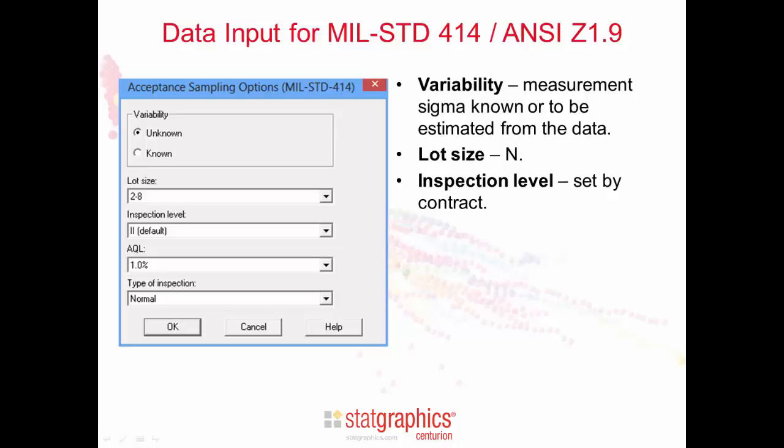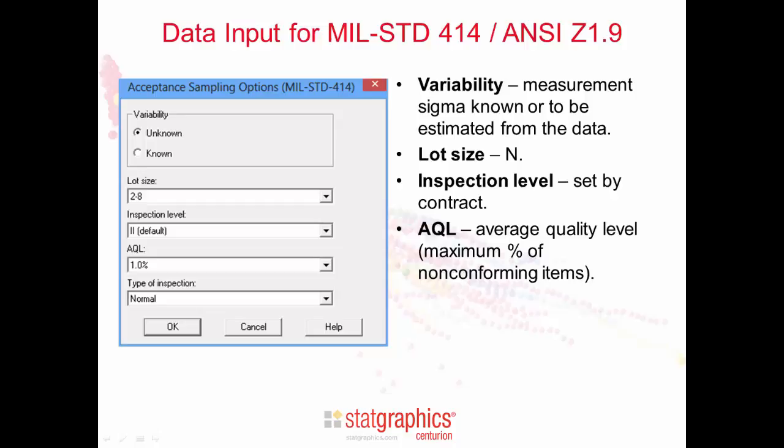The inspection level is typically set by contract, with level 2 being the default. An AQL must be selected. The average quality level is related to the maximum acceptable percent of non-conforming items.